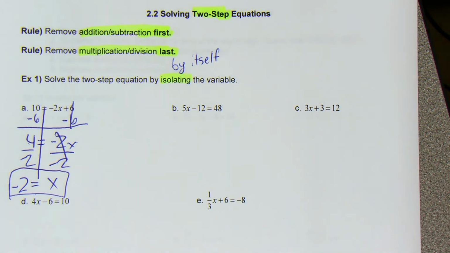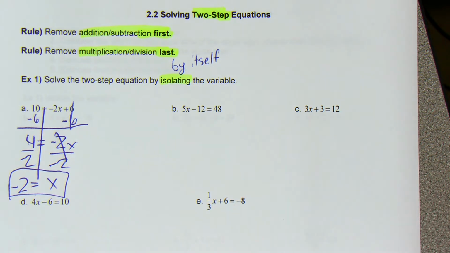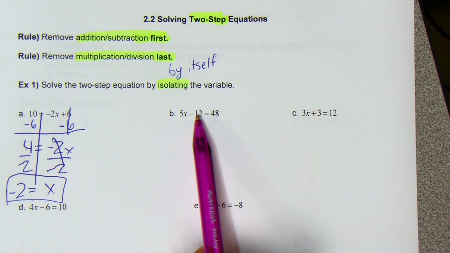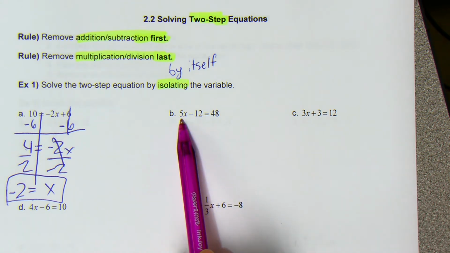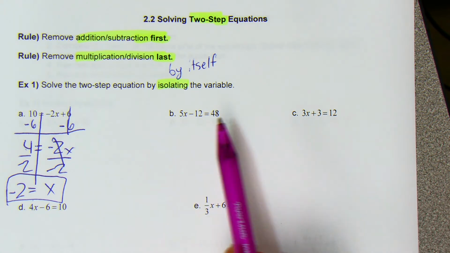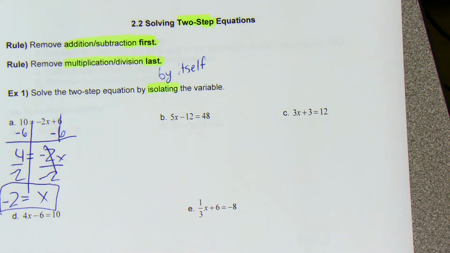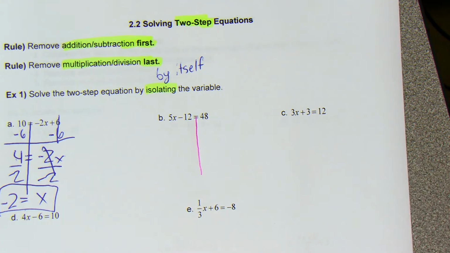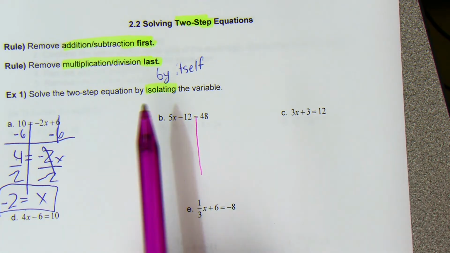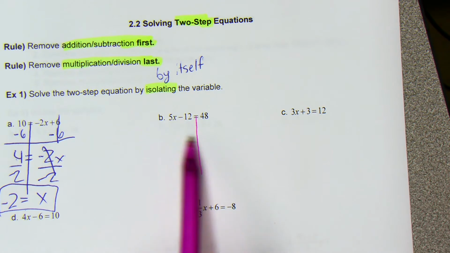Okay, so let's take a look at example 1B. We have 5x minus 12 equals 48. So immediately I notice that I do have something attached to me. I do have my lover attached to me. I also have my friends. So I know I need to kick my friends out of my house first. I need to get my friends to the other side of the equal sign first so that I can be alone and then I can kick out my lover, right?